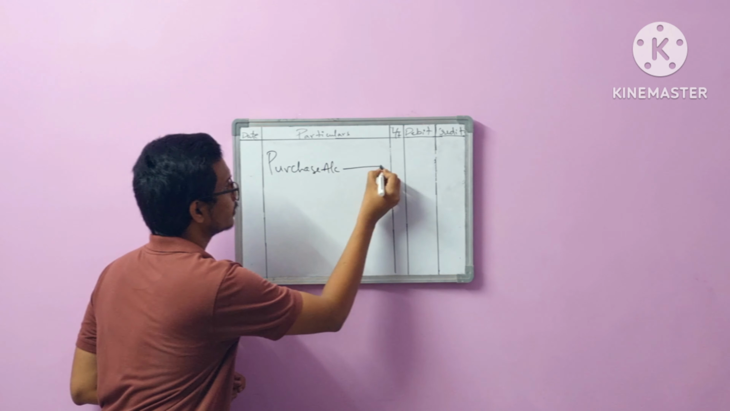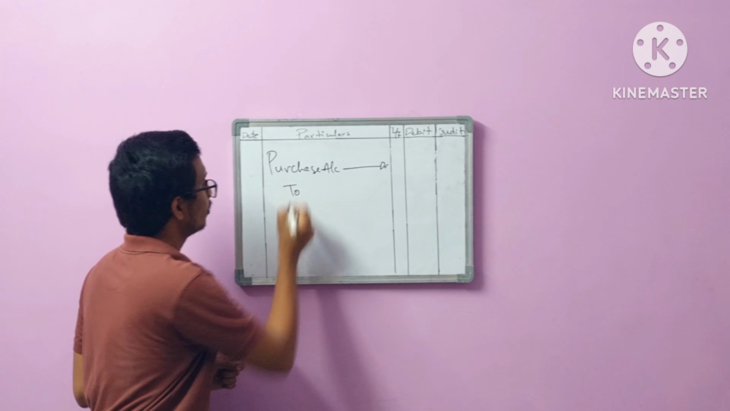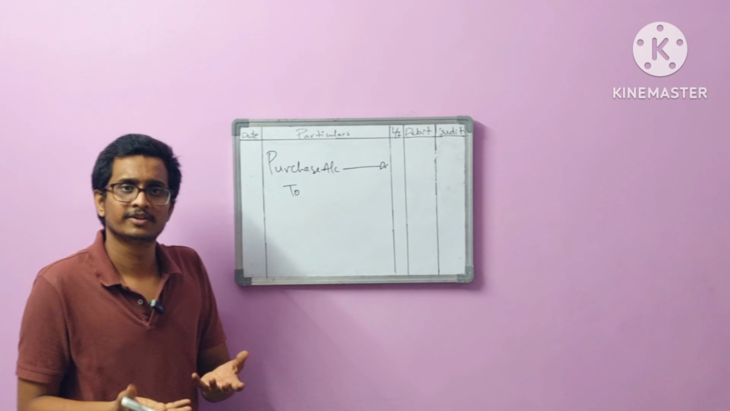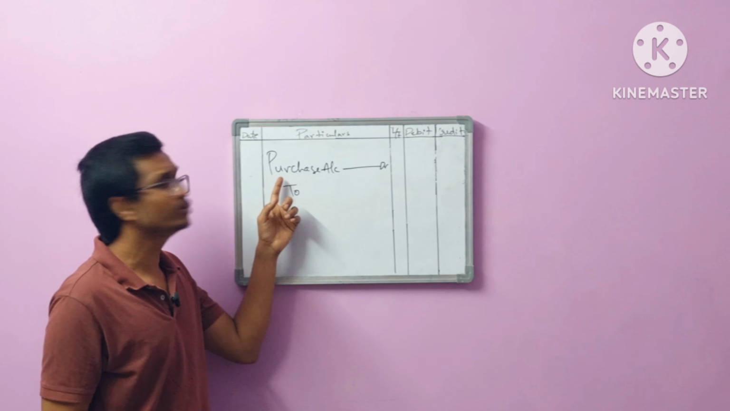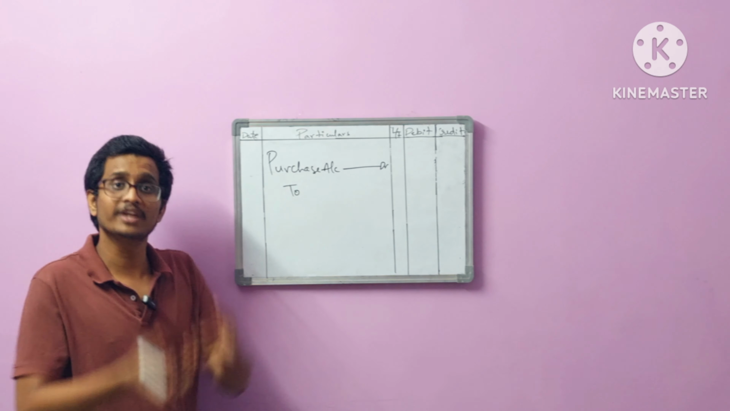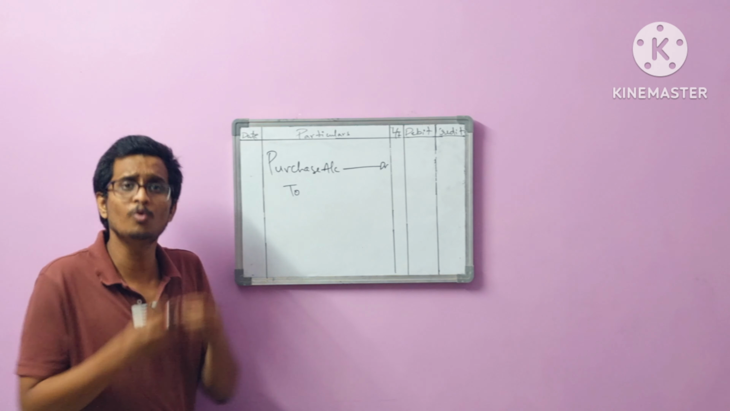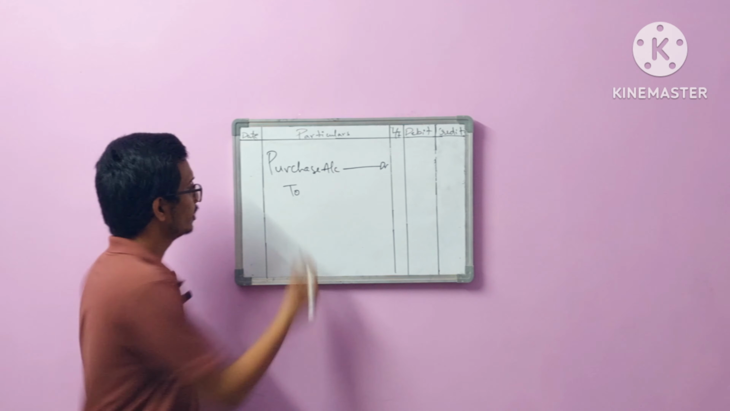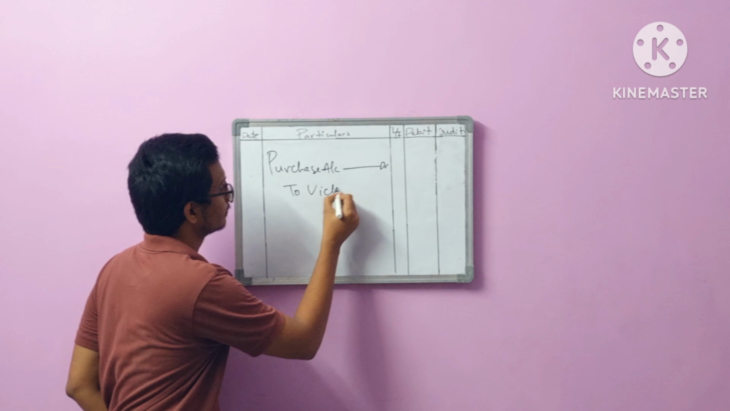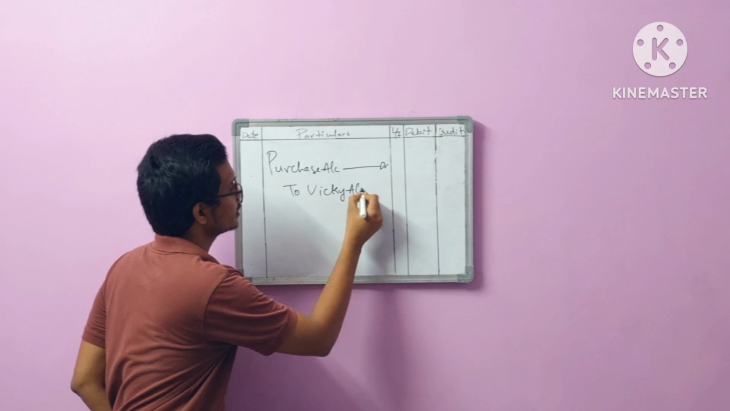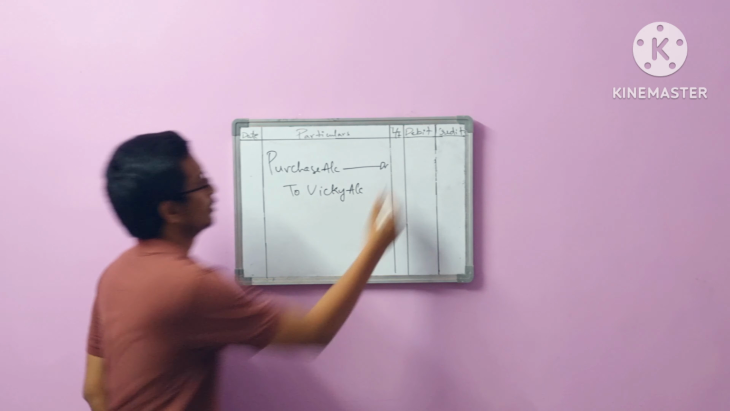Purchase account. What is going out from the business? If you don't know, like from where the goods are coming into the business, to whom I owe, Vicky, right? So I'll write Vicky. Vicky is the person to whom I owe 1 lakh.